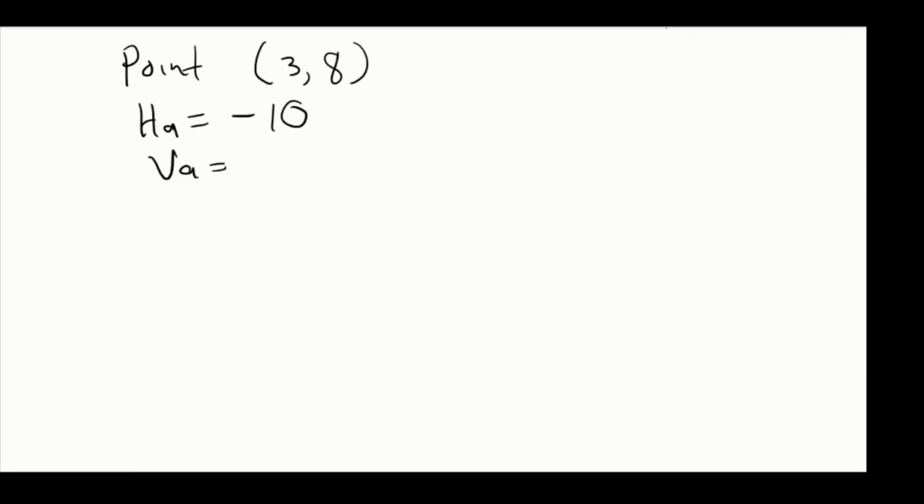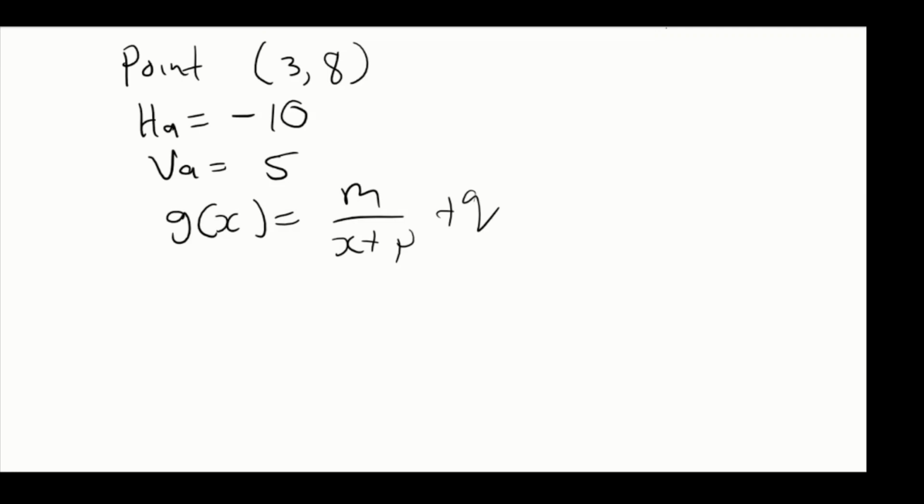So to solve the problem, we have the horizontal asymptote. We're having a point of (3, 8) for the hyperbola, and we have the horizontal asymptote of -10, and the vertical asymptote of 5. And we know that g(x) is equal to m over (x + p) plus q, right?